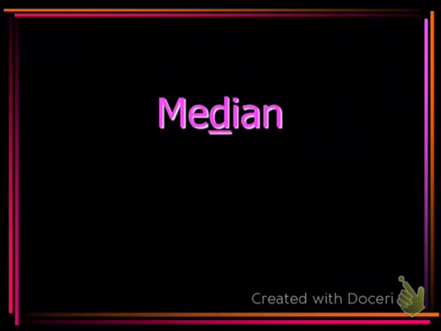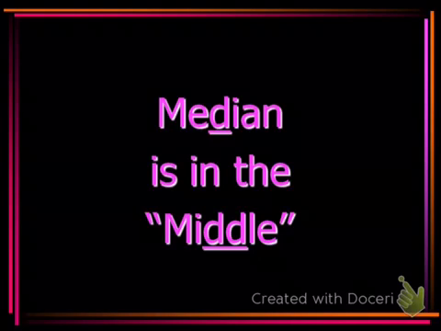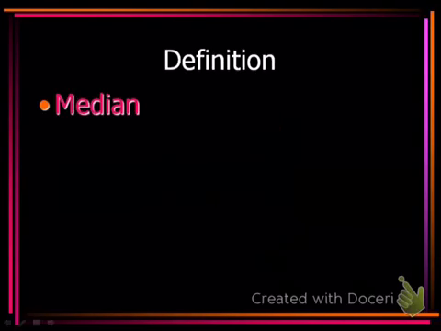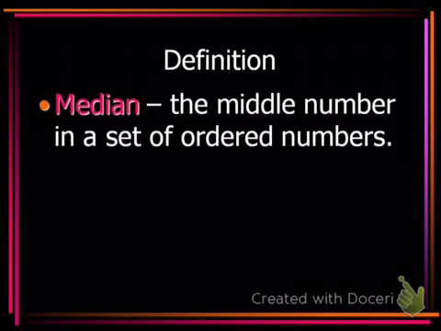The next one we're going to talk about is the median. The median is in the middle. I try to remember M and middle, but we have others that begin with M, so you can also look at the fact that median, the D is in the middle, and the D is in the middle of middle. So the actual definition of median is the middle number in a set of ordered numbers.